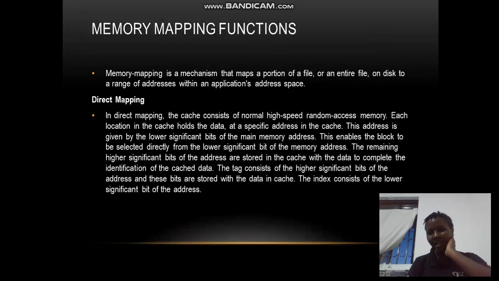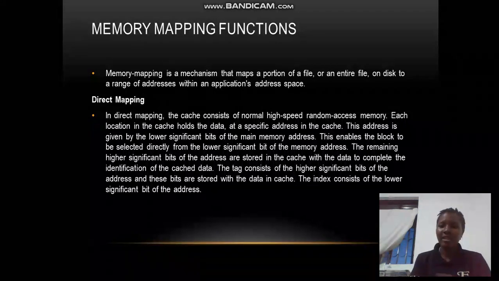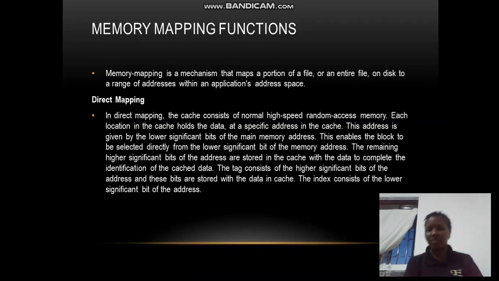So in direct mapping, the cache consists of a normal high-speed random access memory. Each location in the cache holds data at a specific address in the cache. This address is given by the lower significant bits of the main memory address. This enables the block to be directly selected from the lower significant bits of the memory address. The remaining higher significant bits of the address are stored in the cache with the data to complete the identification of the cached data. Now the tag consists of the higher significant bits of the address, and these bits are stored with the data in the cache. The index consists of the lower significant bits of the address.